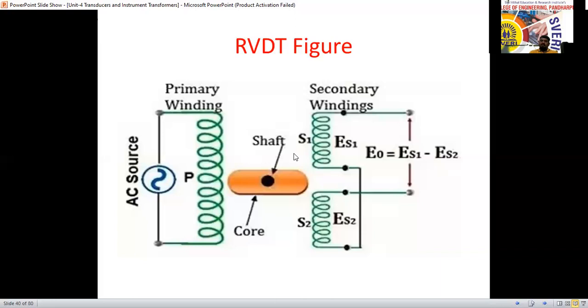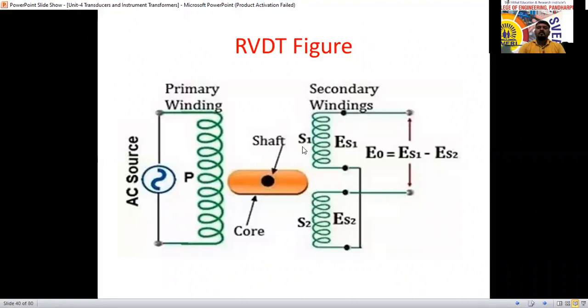Comparing with the diagram, what is the difference between LVDT and RVDT? The core is placed horizontally, and there also we have placed it horizontally. It doesn't matter whether horizontal or vertical. If it is placed horizontally, there is no part linked to S1 and no part linked to S3 here. Directly it is linked here only.